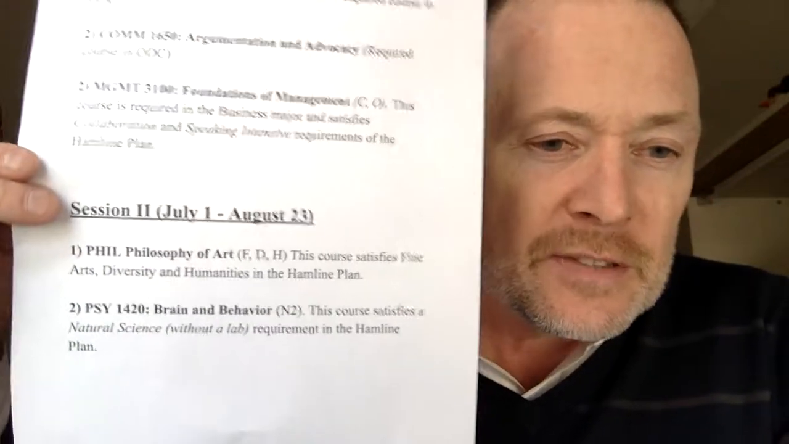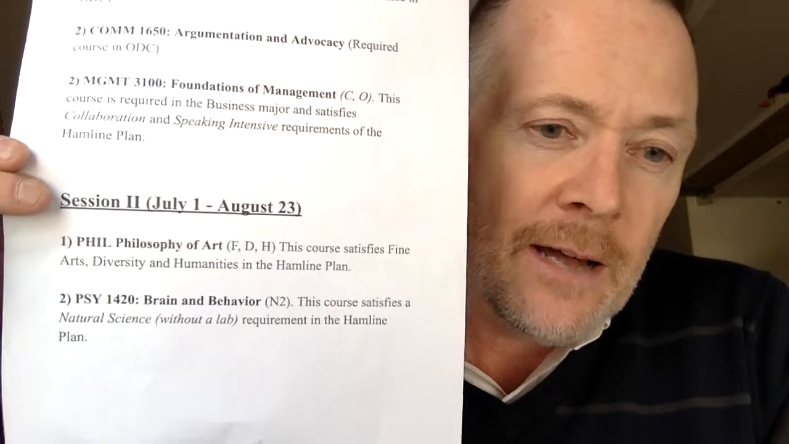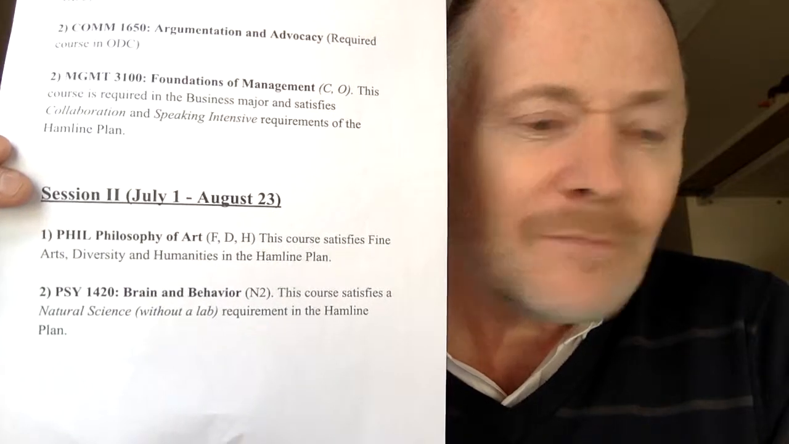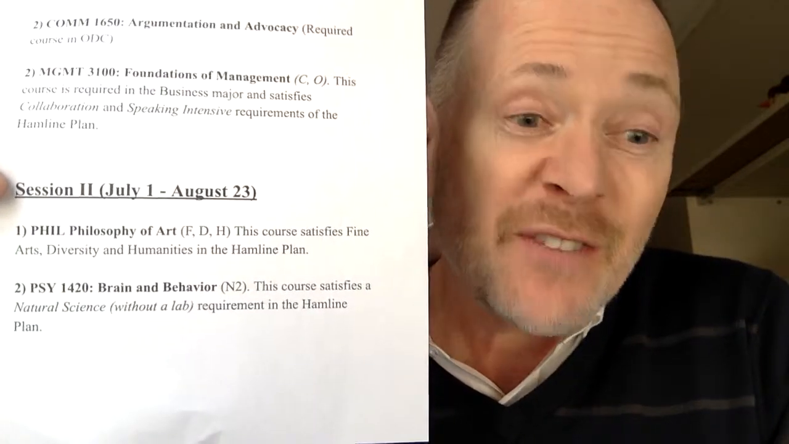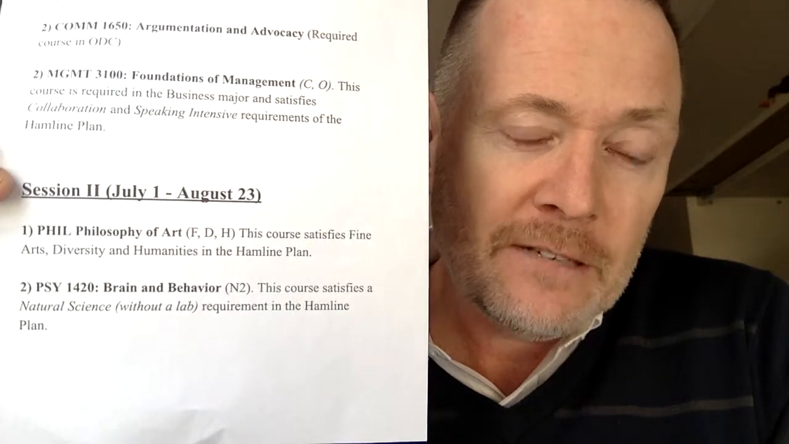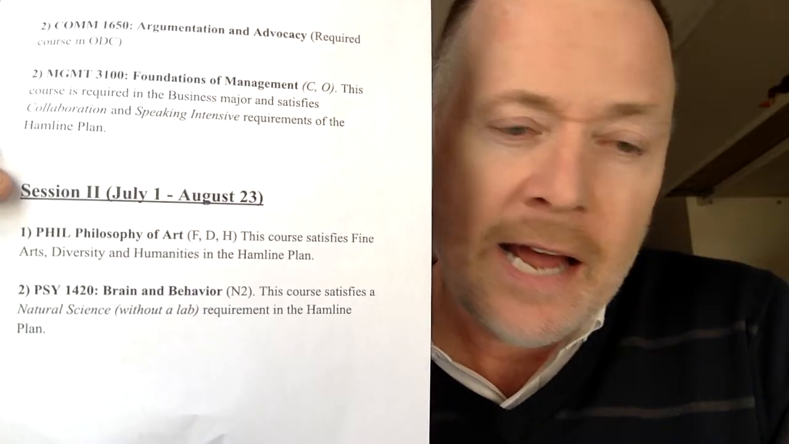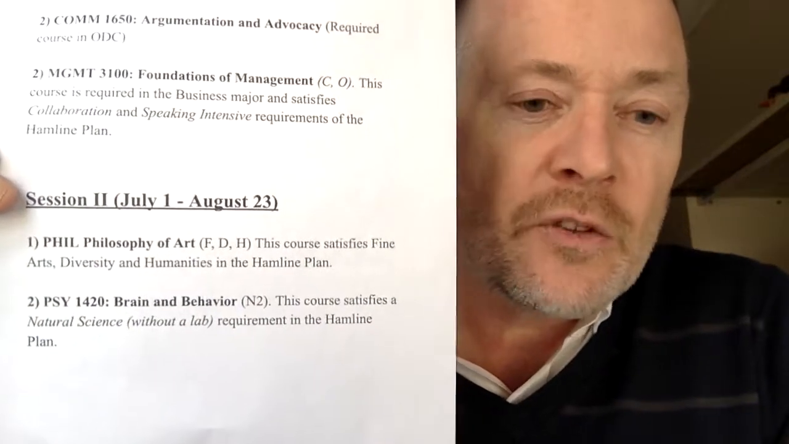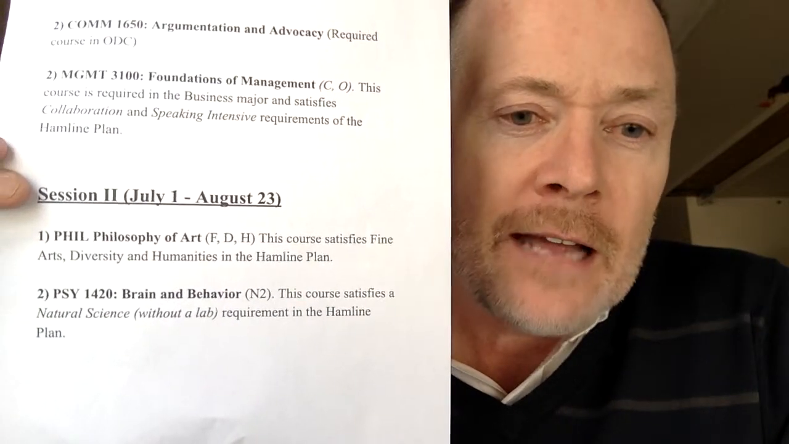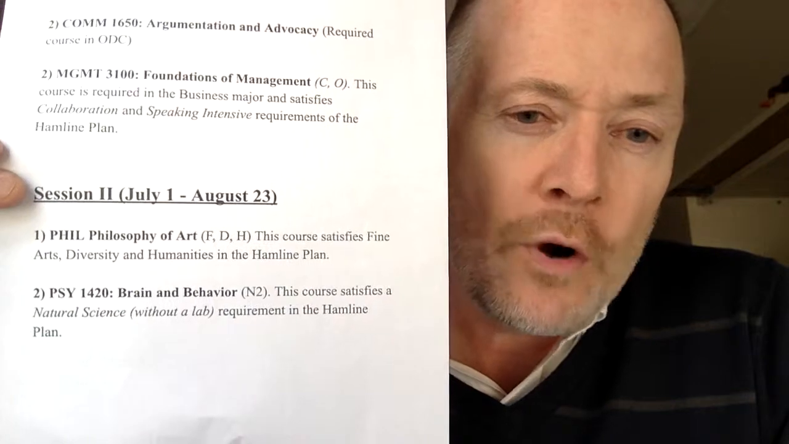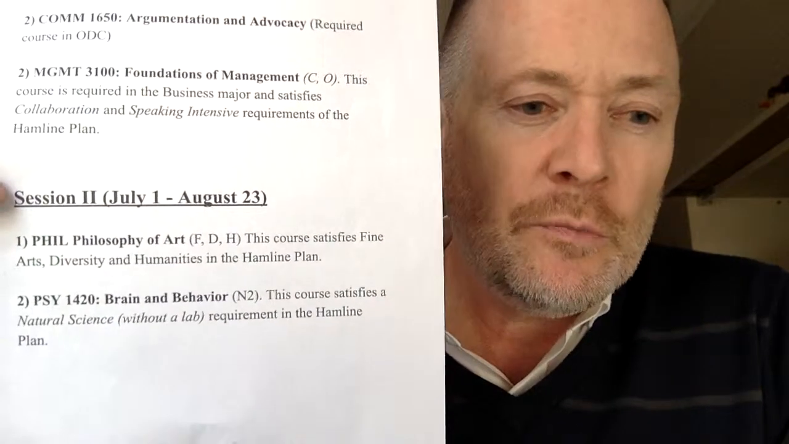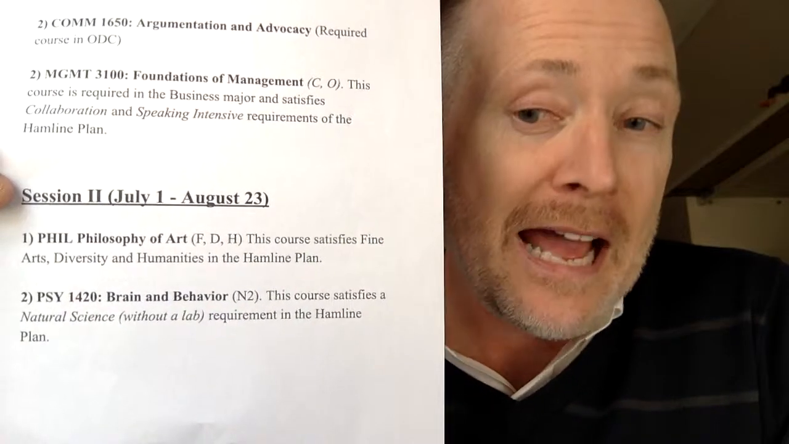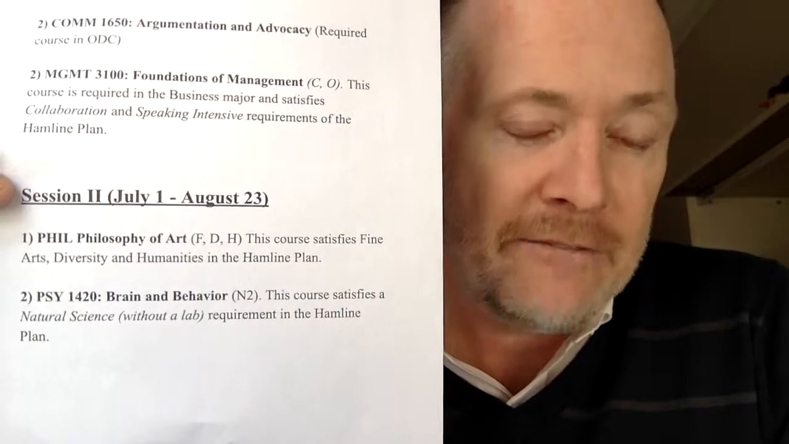So session 2, we're going to be offering 2 courses, Philosophy of Art, and then the psychology course, Brain and Behavior. The philosophy course, as you can see, satisfies 3 Hamline Plan letters in fine arts, diversity, and the humanities. That's awesome. I call it the trifecta of courses because that one course satisfies 3 Hamline Plan letters. And like I said, for the psych students taking a management course, I might be recommending that some of you business majors take the psych course because it does fulfill one of the natural science requirements, the one that doesn't have a lab attached to it.